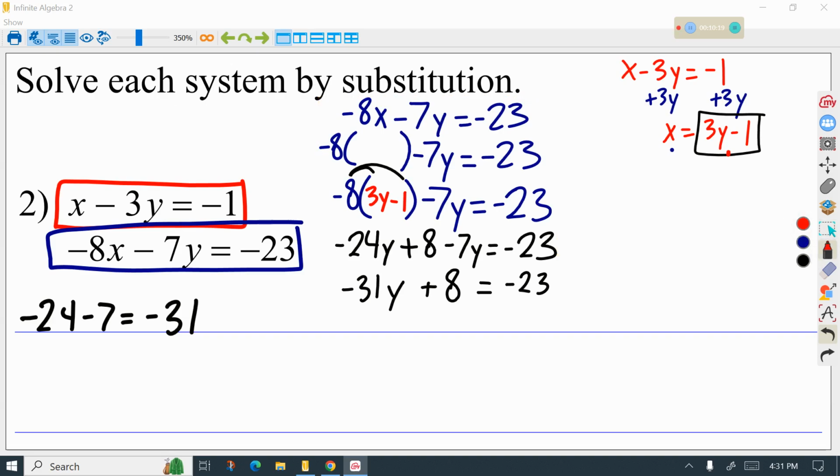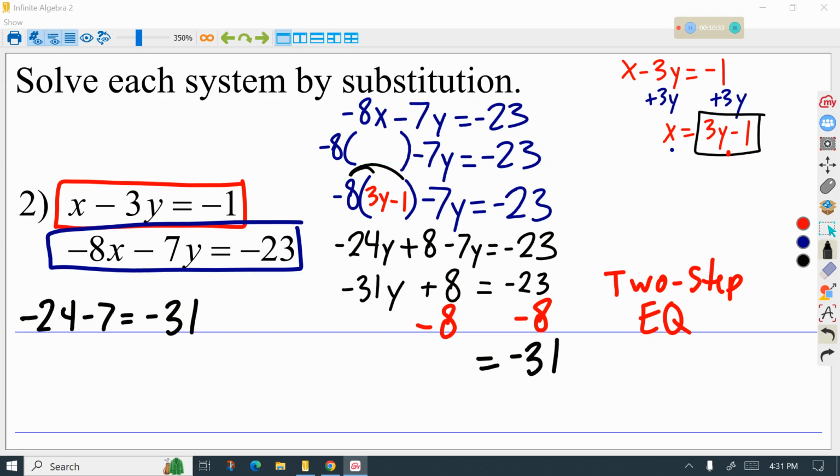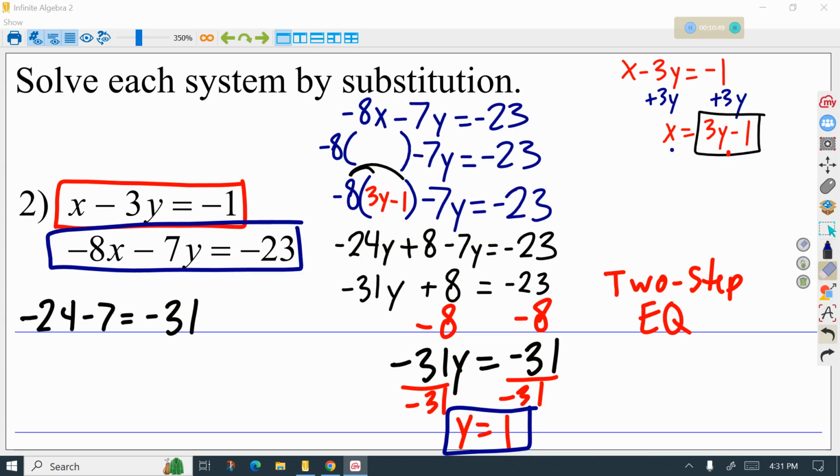simplify it, okay? This is a two-step equation. And I hope you guys know by now what a two-step equation is when you see it. Alright, so what we're going to do is take 8 from both sides. Minus 8. And we got this right here. Okay, divide both sides by negative 31. And there we go. We have a value for y. Okay, so we've solved that, but we're not done. That's just getting up to step 4.